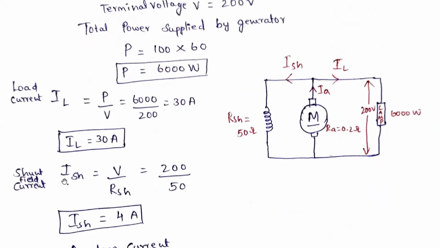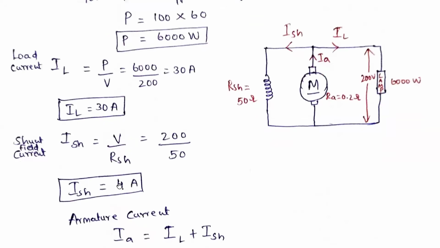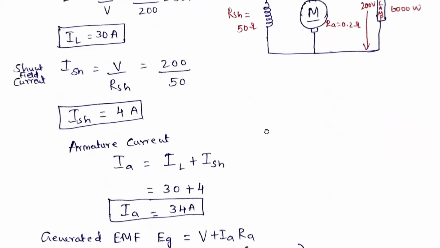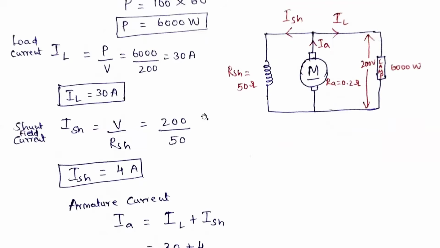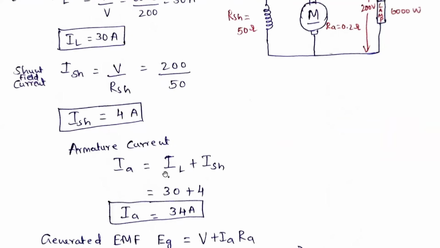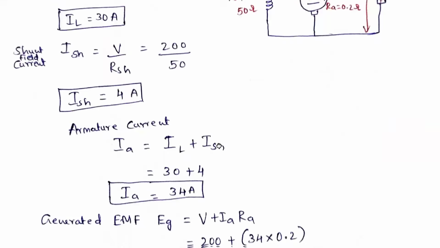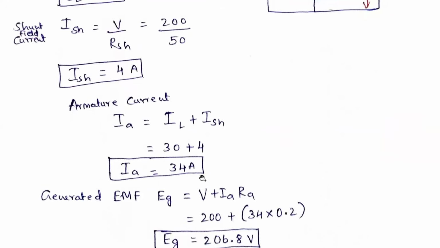Next, we need to find the shunt field current. Shunt field current I shunt is equal to V divided by RSH. The shunt resistance is given, so terminal voltage 200 divided by 50. Then only can you find the armature current. So I shunt is equal to 4 amperes. Now armature current IA is equal to IL plus I shunt. IL we calculated is 30 amperes, I shunt is 4 amperes. So armature current IA is equal to 34 amperes.